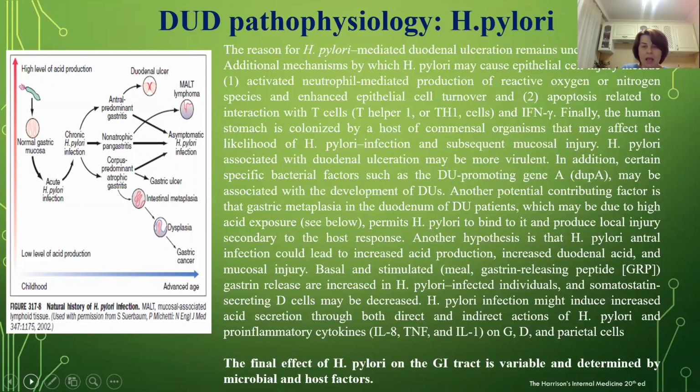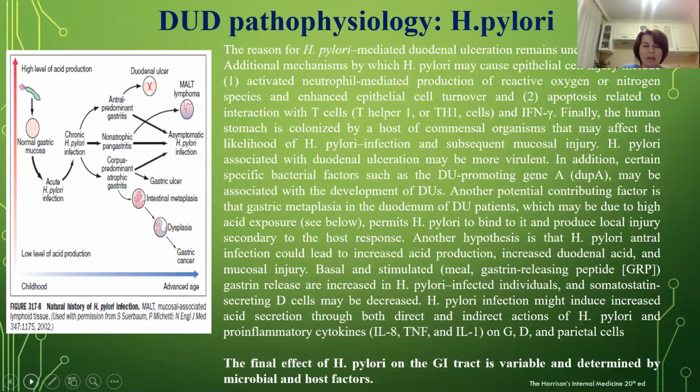Another hypothesis is that Helicobacter pylori antral infection could lead to increased acid production, increased duodenal acid, and mucosal injury. Basal and stimulated gastrin release are increased in Helicobacter pylori infected individuals, and somatostatin-secreting D cells may be decreased. Helicobacter pylori infection might induce increased acid secretion through both direct and indirect actions and through pro-inflammatory cytokine action on G cells, D cells and parietal cells.